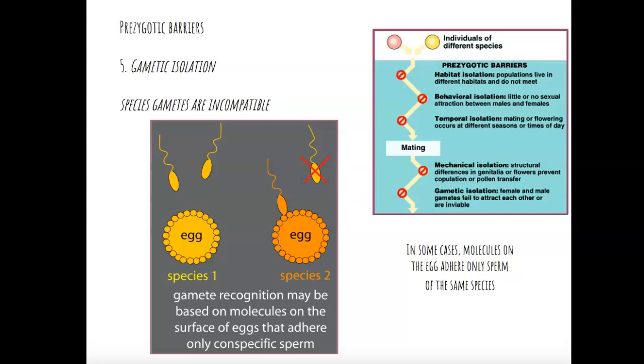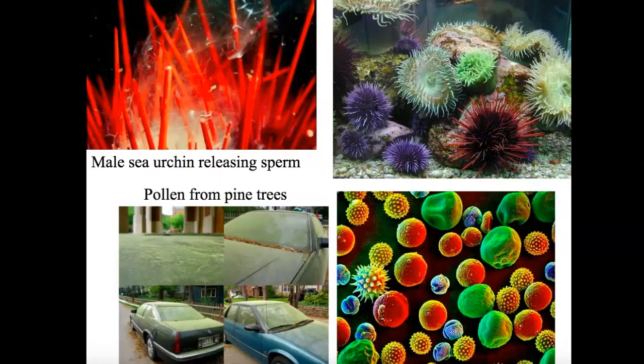And so in that way, we can have gametic isolation where you are not able to reproduce with a different species because your gametes are so different that they're unable to fertilize each other. That type of reproductive barrier, so the gametic isolation, is very important for things that have external fertilization.